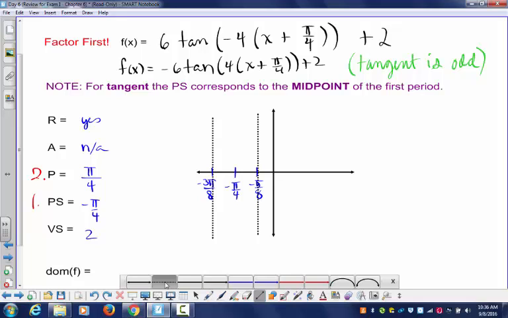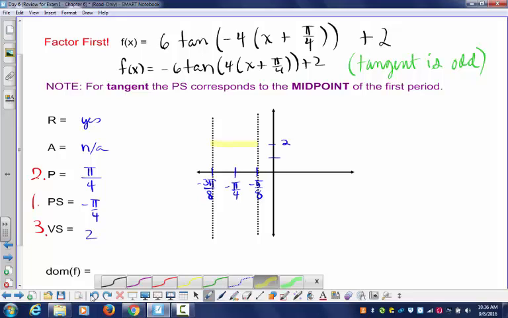And then the rest is pretty similar to the other functions. We go to the vertical shift. It's 2. So we need to go up 2 on the y-axis. That's where our center line will live. Right up there. Let's try to draw that a little bit better.